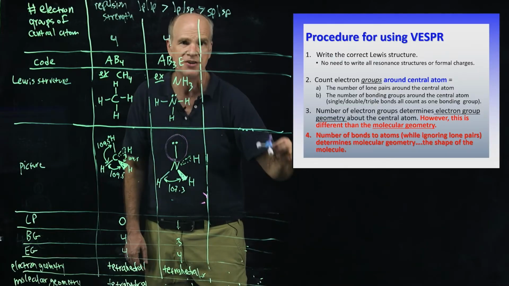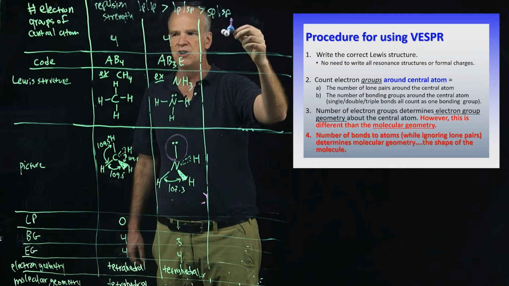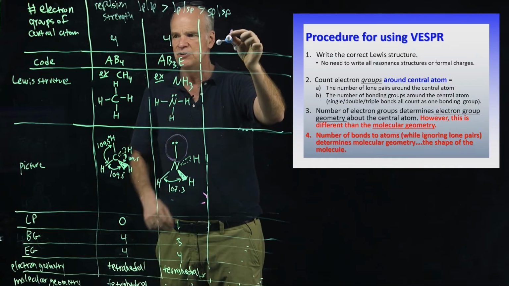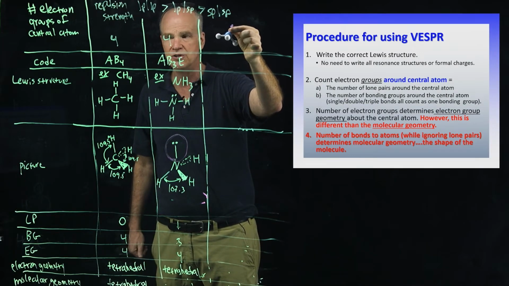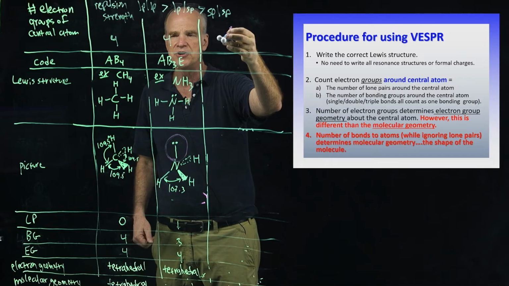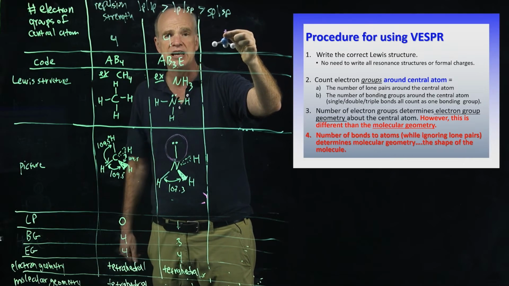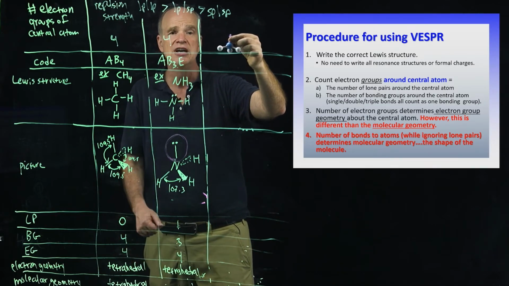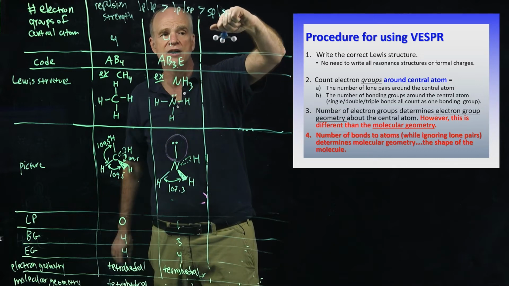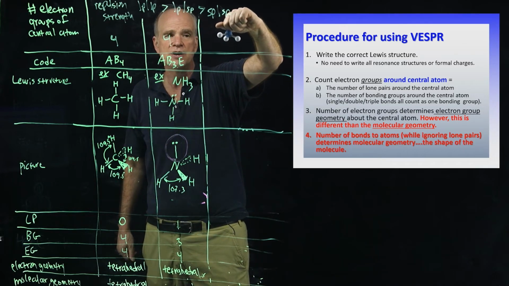Well, the best way to think of that is here is ammonia. So I have ammonia here, and you can see we have a blue nitrogen atom with 3 hydrogen atoms, and we have a lone pair. To understand what the molecular geometry is, you ignore the lone pair, you cover it up, and just look at the arrangement of atoms in space.